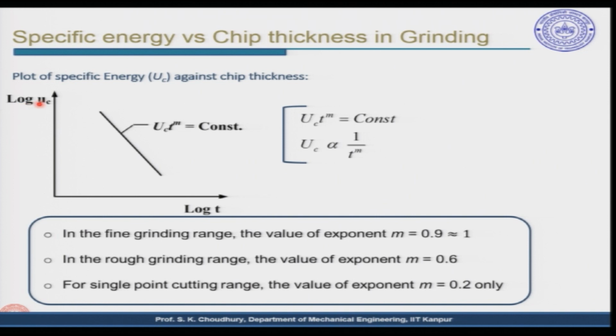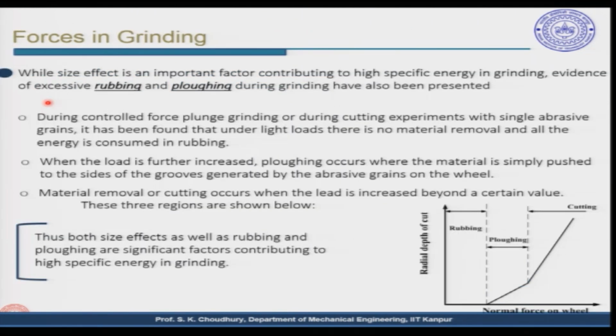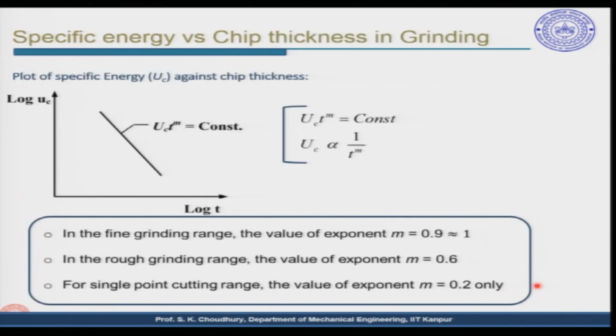Now let us see how this can be plotted for the grinding process. For example, if we plot the same curve in log scale, with the log of the uncut thickness here and the log of the specific energy here, then the curve will be a straight line like this. This straight line can be represented by the equation u_c t to the power m is equal to constant, or u_c is inversely proportional to t to the power m.